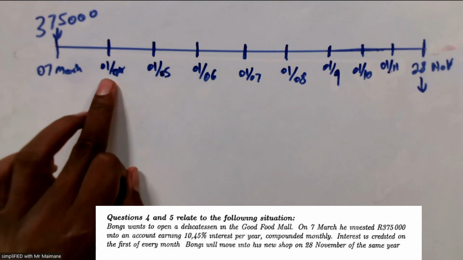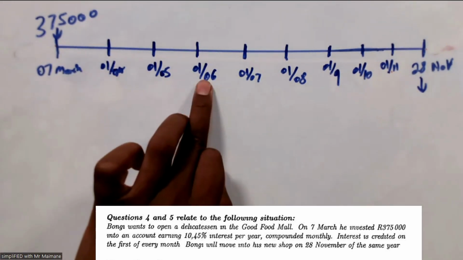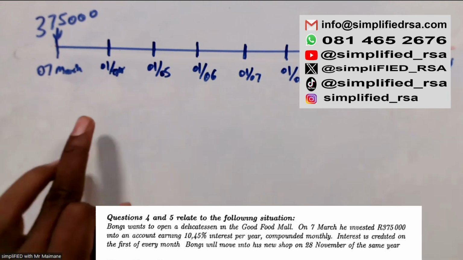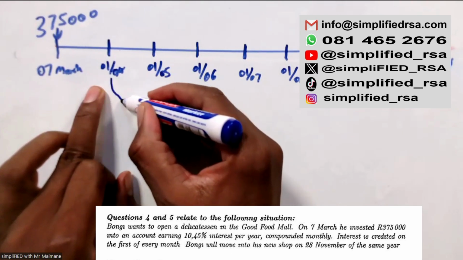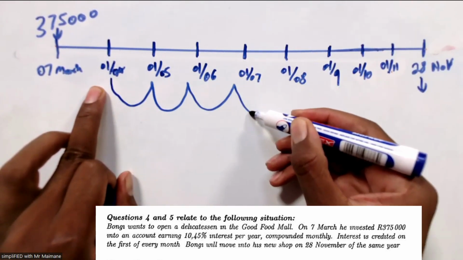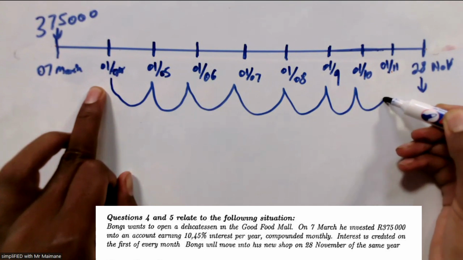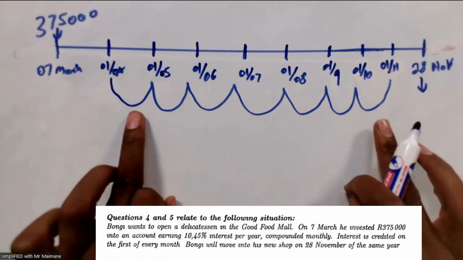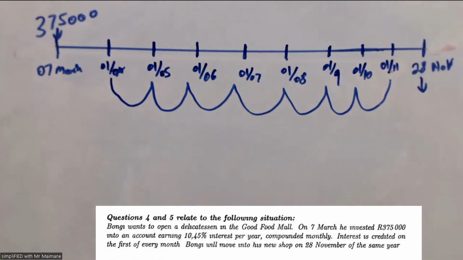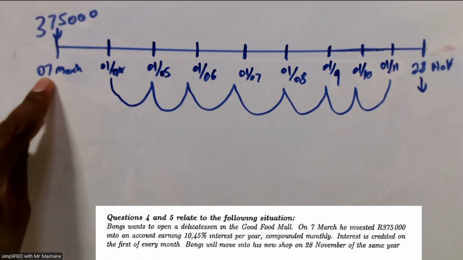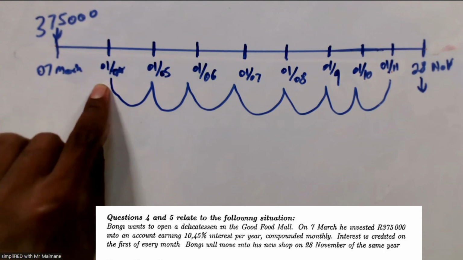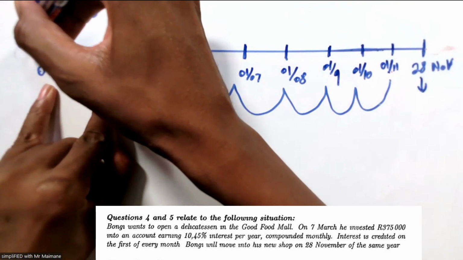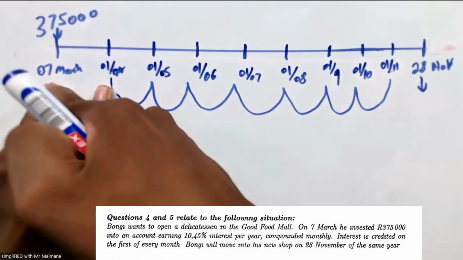Now from here, if you look from the 1st of April, 1st of May, 1st of June, 1st of July, we have perfect periods of perfect months. So how many months? We have 1, 2, 3, 4, 5, 6, 7 months of the full period. However, between the 7th and the 1st, somewhere in between, we need a couple of days from the 1st up until the 7th to complete a full period.